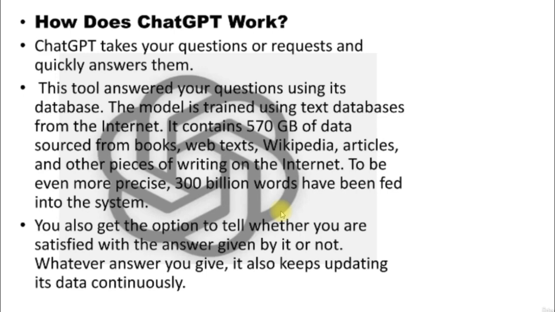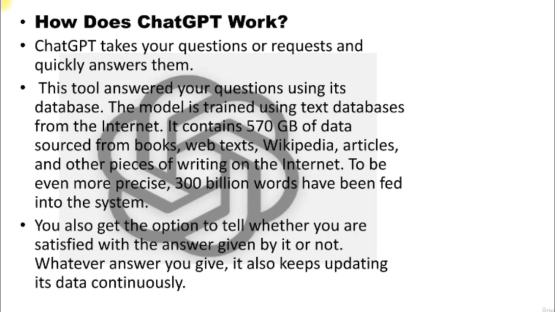So, how does ChatGPT work? ChatGPT takes your questions or requests and quickly answers them. This tool answers your questions using the database that it has. The model is trained using text databases from the internet. It contains 570 GB of data sourced from books, web texts, Wikipedia articles, and other pieces of writing on the internet. To be even more precise, 300 billion words have been fed into the system.